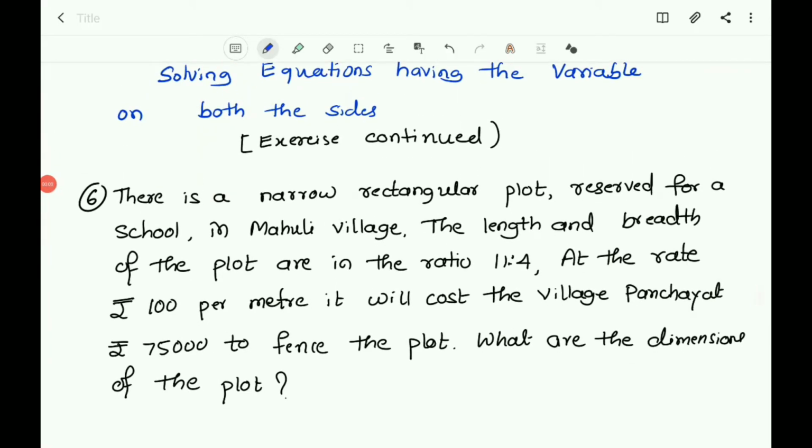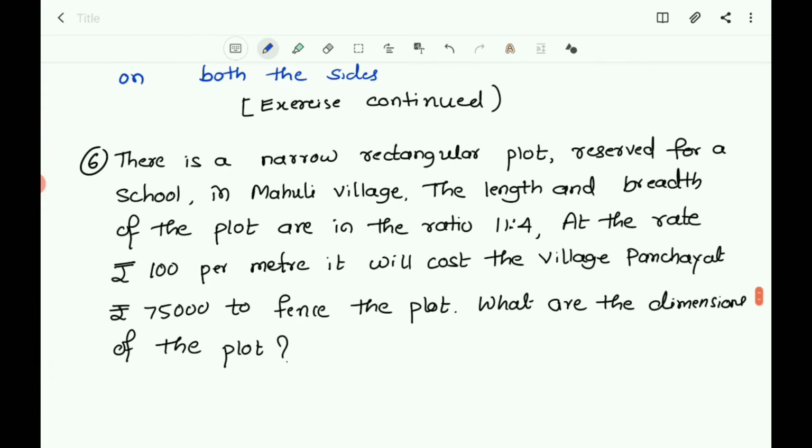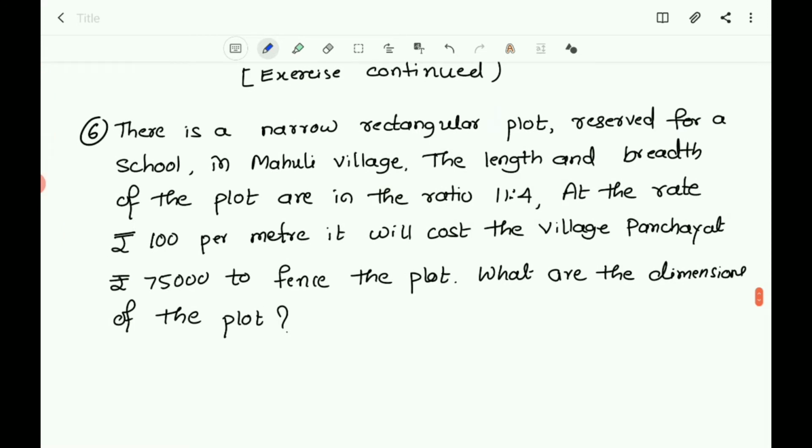Children, it is a continuation of the exercise which has problems based on linear equations having the variable on both sides. Now let us see the sixth question. What is that question? There is a narrow rectangular plot reserved for a school in Mahuli village.